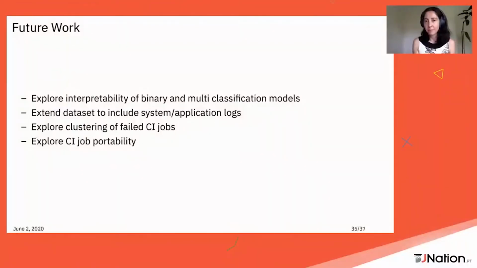Another interesting point to expand will be to extend the dataset and include some more information from the system and application logs, and maybe use NLP to further classify the failures. And as mentioned before, exploring the clustering of failures has a huge potential. And another topic we would like to explore more is the CI job portability, which works for the binary classification model, but not for the multiple classification model.